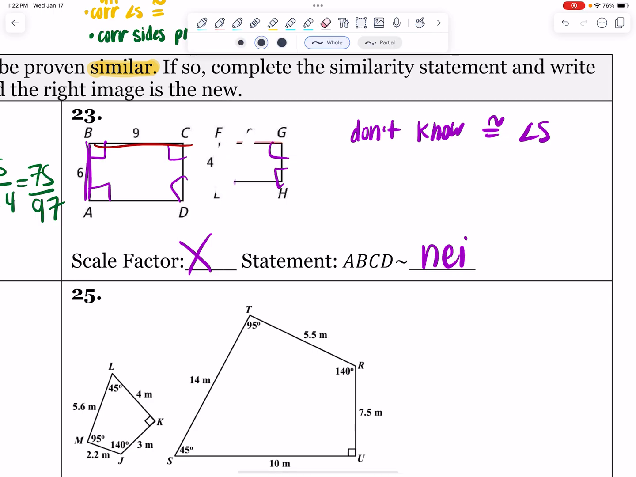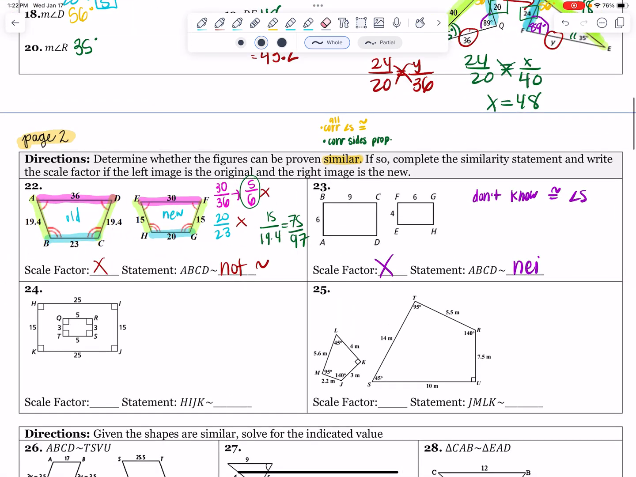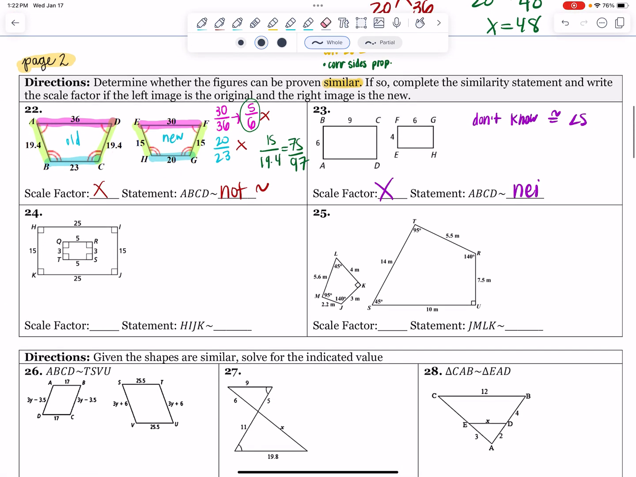So we're going to say at this time, there's not enough information because we do not know that these are rectangles and we don't know the angles. So I have to say not enough information to say that they are similar at this time.